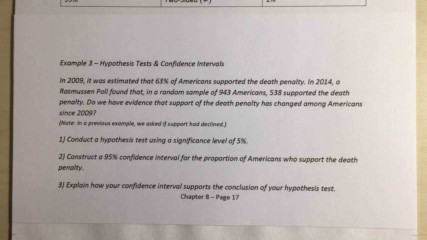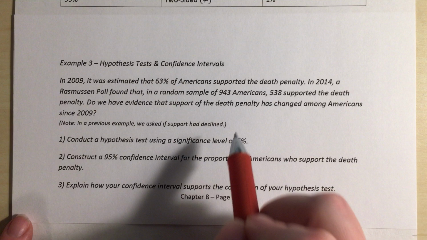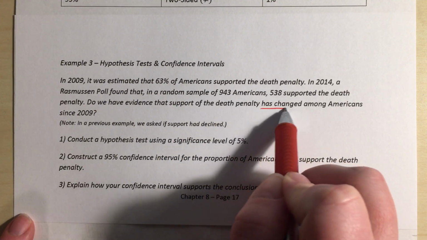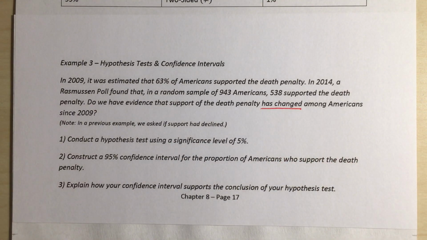So this does look similar to a previous example that we did, but in the previous example we asked if support had declined. In this particular case, we're just asking if it has changed. So that's giving us a two-sided test, right? So we just have a not equal to sign. So we're going to conduct a hypothesis test using a significance level of 5%. Then we're going to construct a 95% confidence interval for the proportion of Americans who support the death penalty. And then we're going to explain how our two conclusions support one another.